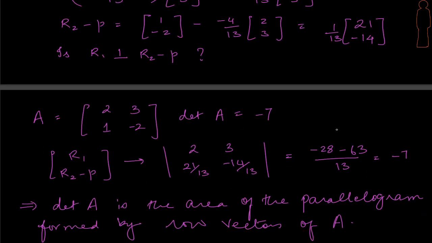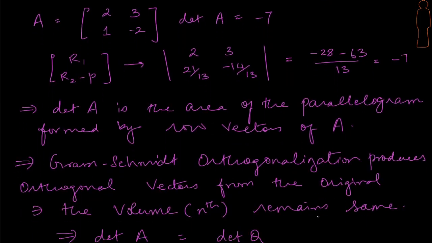And therefore it's pretty clear that the determinant of A is the area of the parallelogram formed by the row vectors of A, and we can extend this to n dimensions as well and say that the determinant is going to give us the n-dimensional volume of the n-dimensional parallelepiped formed by the n different rows of the matrix A.